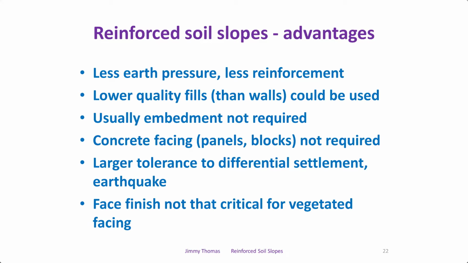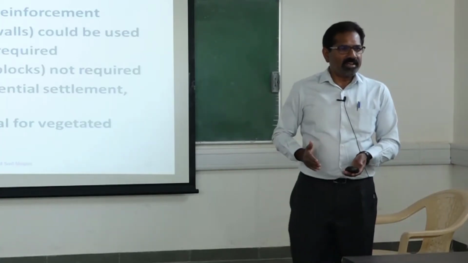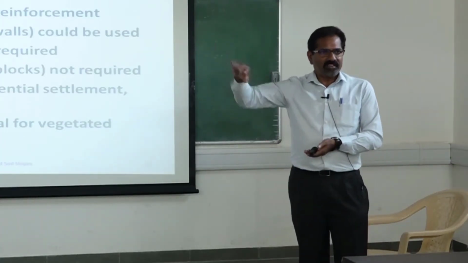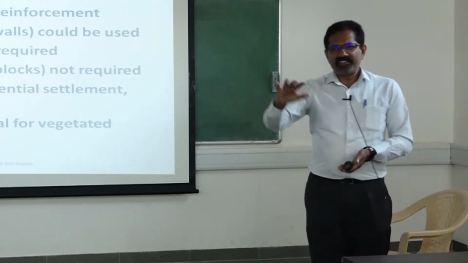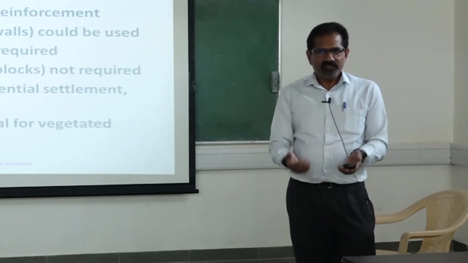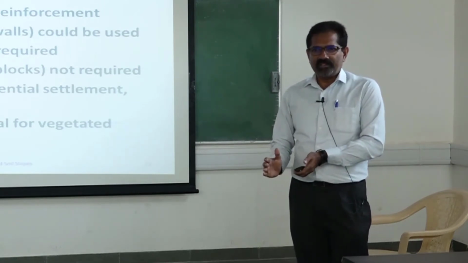Then a wall needs a good facing, like blocks or panels. But for a slope, we can go for a green facing. We don't need a rigid facing. Then there is larger tolerance to differential settlement, or even to earthquake. Face finishing is also not that critical. When we use a concrete panel or block, we have to get very good line and level. But if I have a vegetative facing, even some undulations or minor bulging here and there doesn't matter. So that is one of the reasons why we allow poorer quality soil in the slopes.